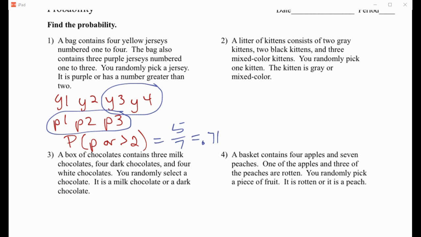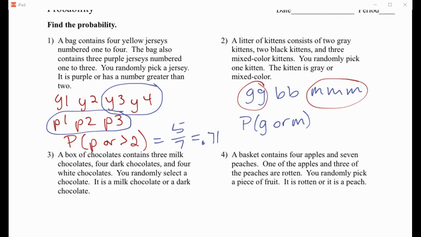A litter of kittens consists of 2 gray kittens, 2 black kittens, and 3 mixed colored kittens. So I've got 2 gray, 2 black, and 3 mixed. You randomly pick a kitten. What's the probability that it is gray or mixed? I'm just going to circle all the gray ones and all the mixed ones, which is again 5 out of 7, or 0.71. Just so you know, I found the decimal by just doing 5 divided by 7. So I'm just going to leave it there.